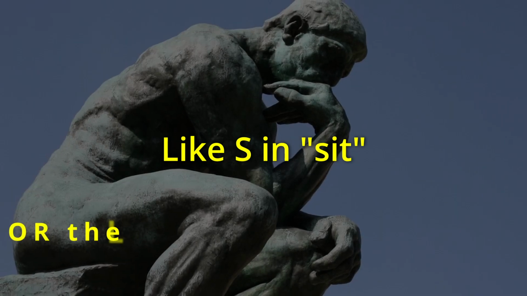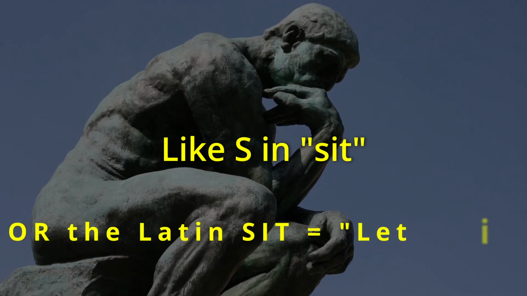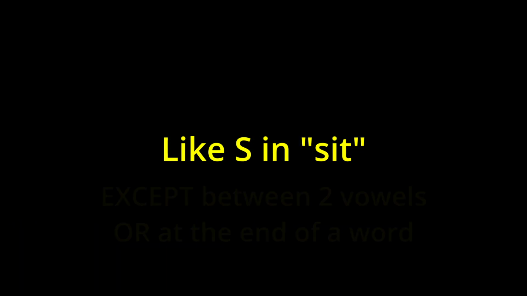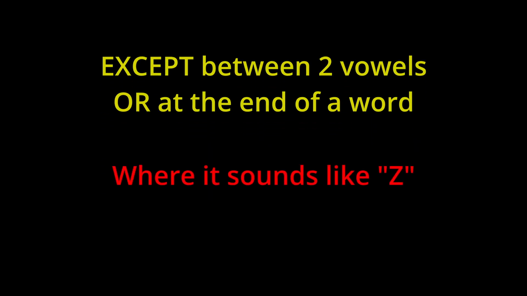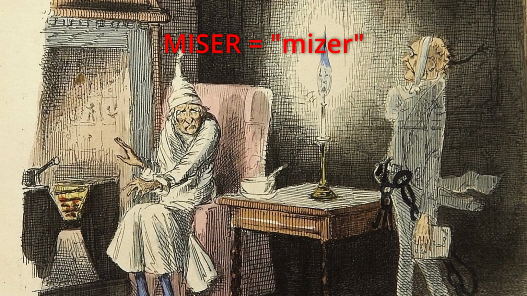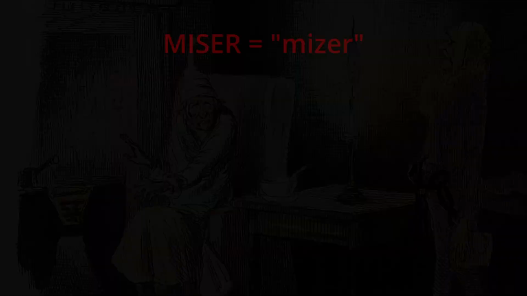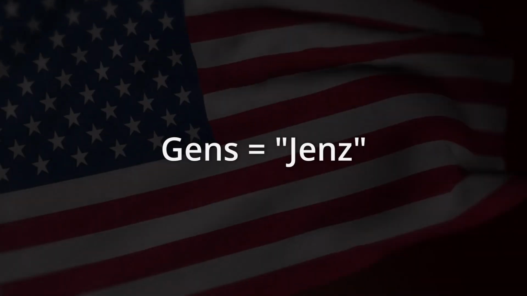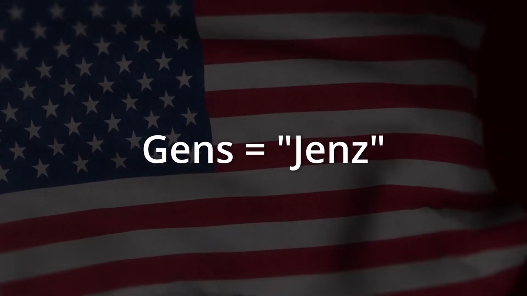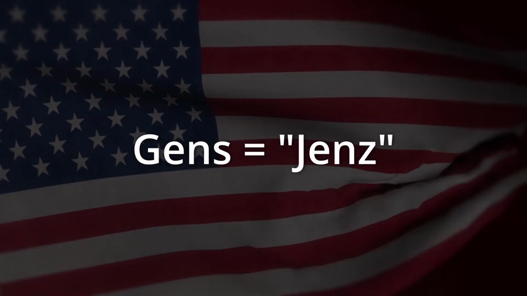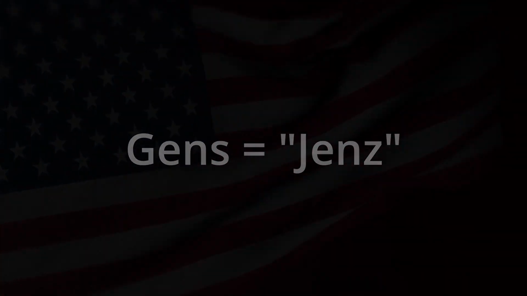Then there's the S sound. Now, normally, S sounds like the S in the English word sit, all right? Except between two vowels or at the end of a word. There it has kind of a Z sound to it. For instance, the word for miserable is pronounced miser. And this word, which means nation, we pronounce gens. Notice also the soft G sound with the G followed by an E. And the S at the end is Z, like gens.